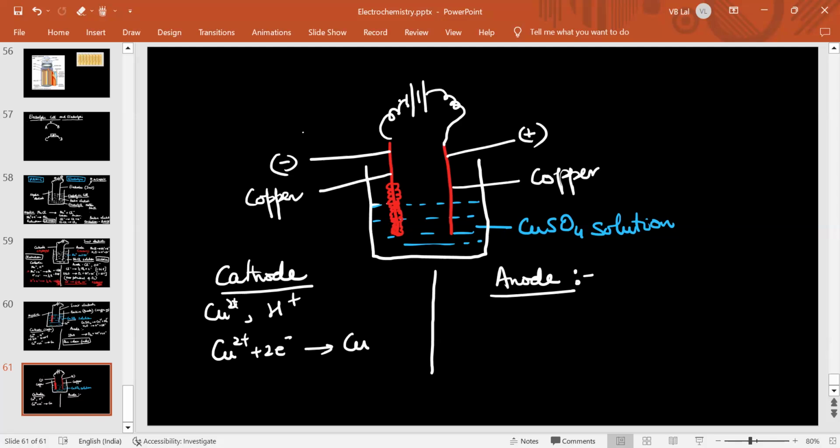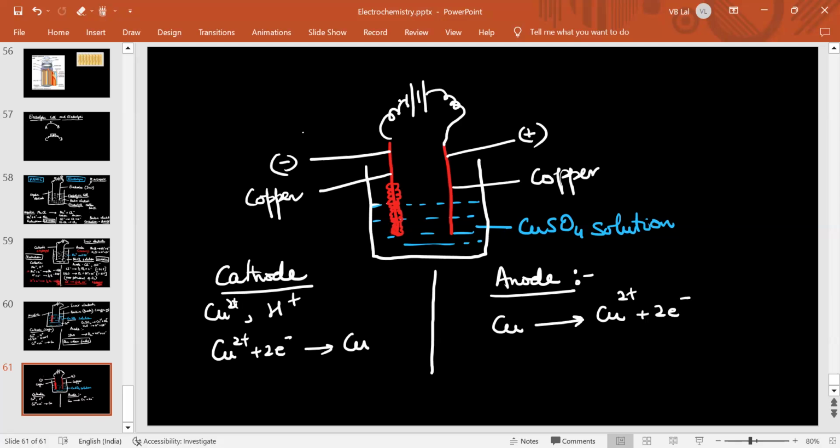Now if I say, see what is happening at the anode. Oxidation should take place. So ideally water or sulfate ions should go towards the anode and they should get oxidized there, right? But here you have an active electrode, meaning an electrode which can take part in the reaction, like copper here. Then copper itself starts giving electrons: Cu goes to Cu2+ plus 2e-, right?